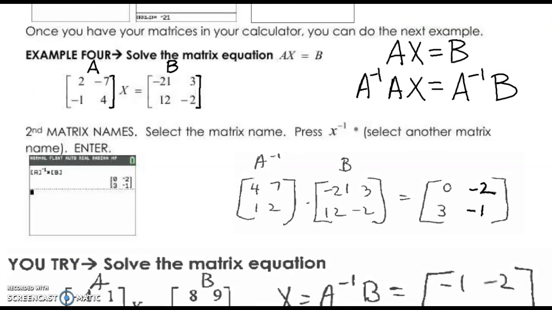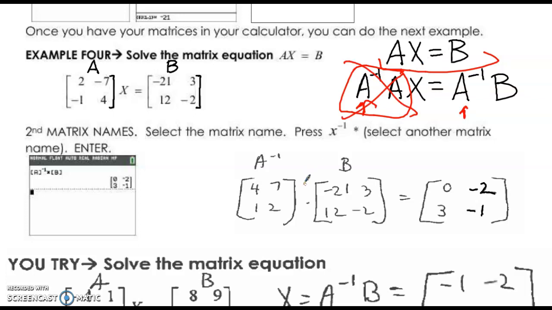Once you have your matrix in your calculator, you can solve the matrix equation AX equals B. I love these. Basically, if we have AX equals B, we're going to multiply both sides by the inverse, just like I showed you with the 2/3 and the 3/2. The inverse of A times A, and you have to do that on the same side as the A, because it's not commutative, will cancel each other out, and you'll have X isolated.